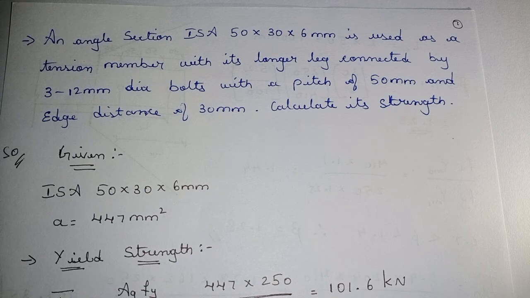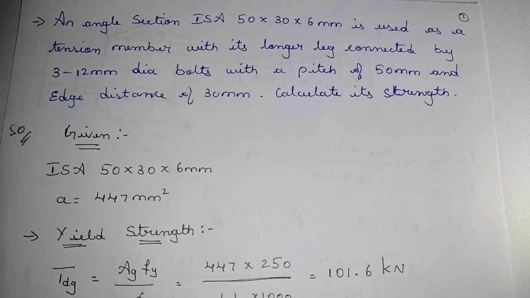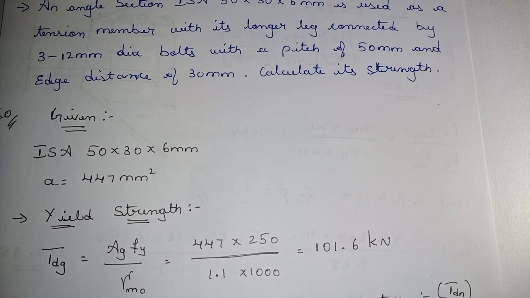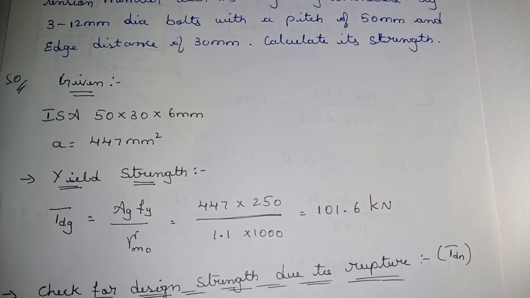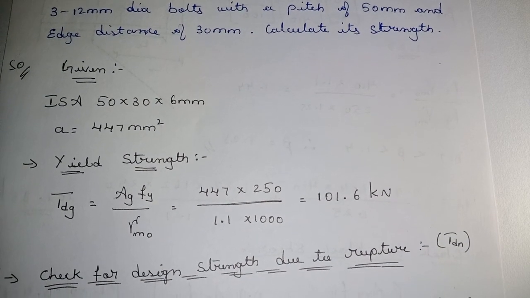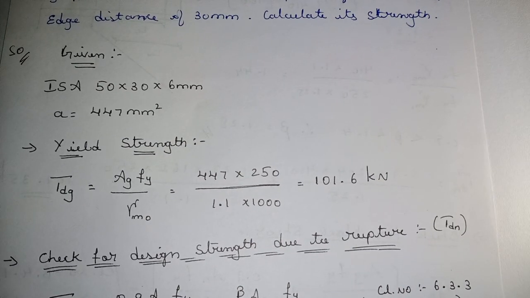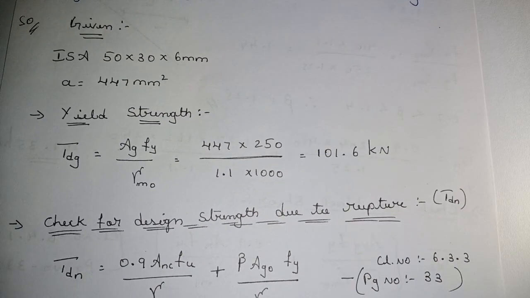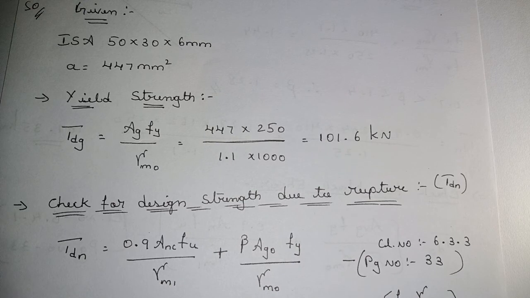Now the given section is 50 by 30 by 6 mm. You need to search the steel table for 50 by 30 by 6 mm thickness and record the area. The area according to the steel table is 447 mm square. I got this from the steel table. You can easily search for angle section ISA 50 by 30 by 6 mm and you will get the area there. Just write it down. Got it? I told you we need to check three, and the least will be the strength.